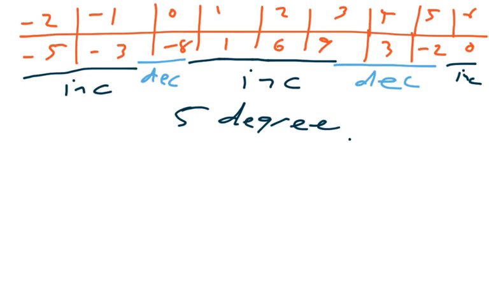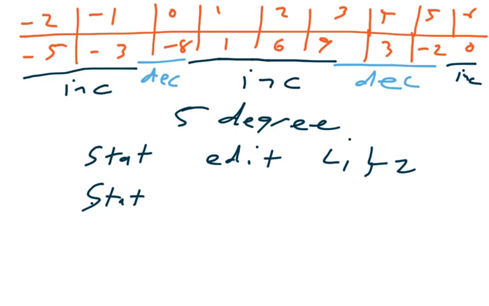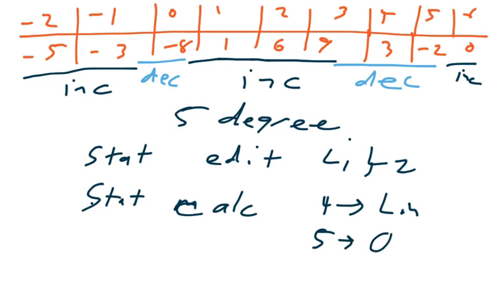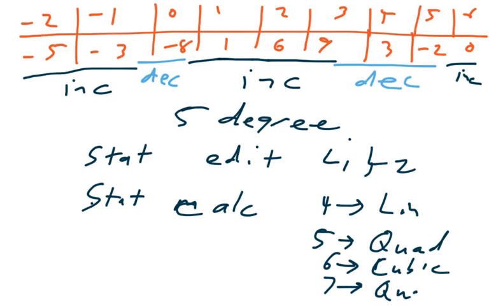Now on the test tomorrow, or whenever your test is, it may ask you to write the equation using your calculator, but you can't do this. So I'm going to remind you to go to Stat Edit, and you put these into L1 and L2, and then you go to Stat, Calculate, and then 4 is linear, 5 is quad, 6 is cubic, and 7 is quartic. And that's it for this.